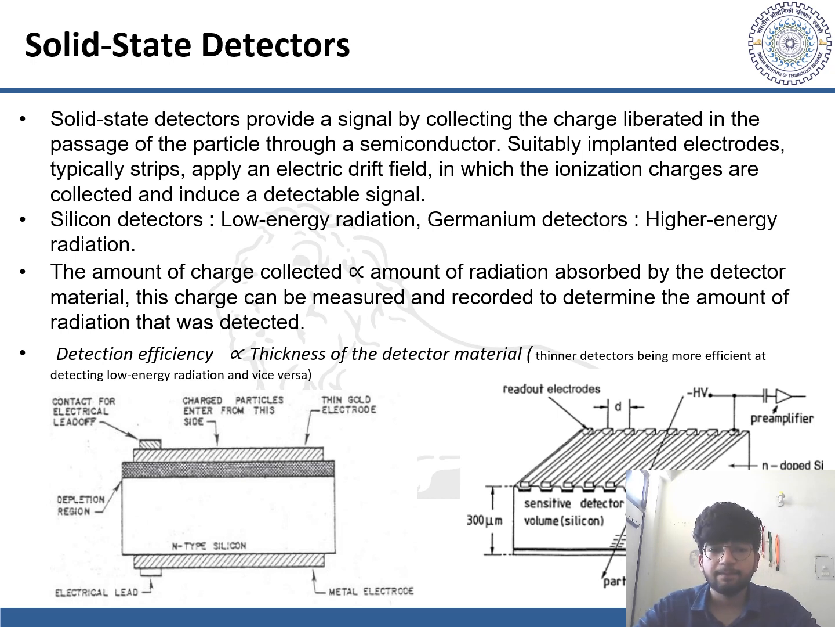The detection efficiency of the solid state detector depends on the thickness of the detector material and is proportional to it. This does not mean that thickness will cause a sensitivity problem, but rather that thinner detectors are more efficient at detecting low energy radiations, and thicker detectors are more efficient at detecting high energy radiations.